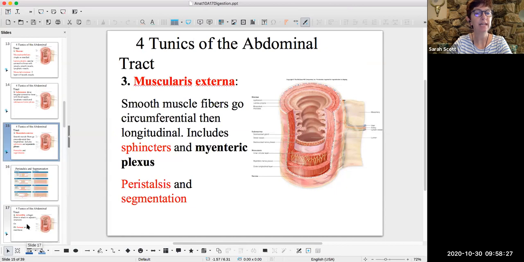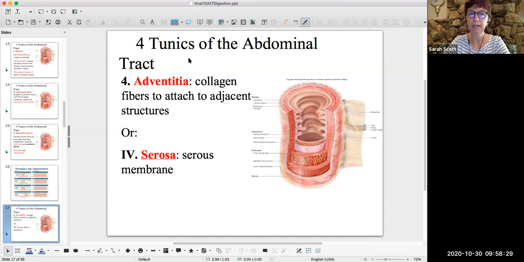And then the last layer is the outermost layer, and it can be one or the other. If it's adventitia, this is a connective tissue with lots of collagen fibers, so it's strong, and it connects this tube to structures around it. A lot of times inside the body, you will find these layers that help to adhere one structure to another so they're not moving around, or worse yet, twisting or turning in such a way to interfere with the blood flow. Because if you cut the blood flow off, then that part of the body will die.